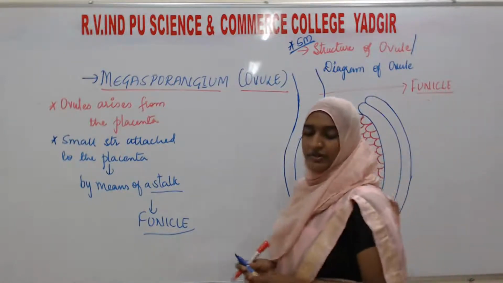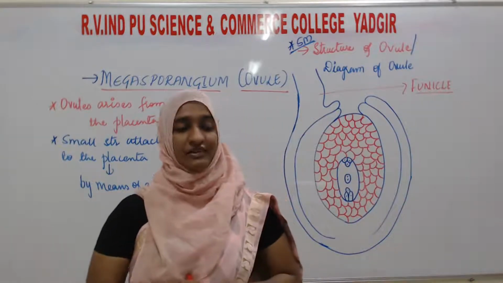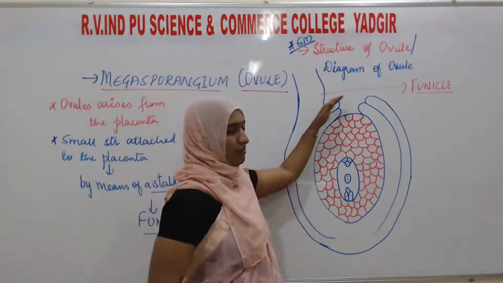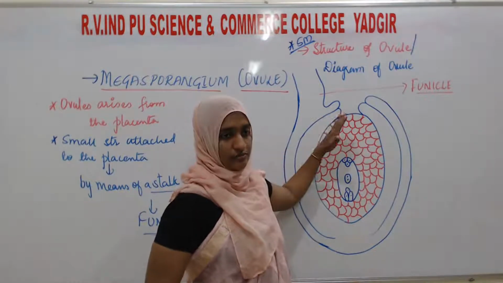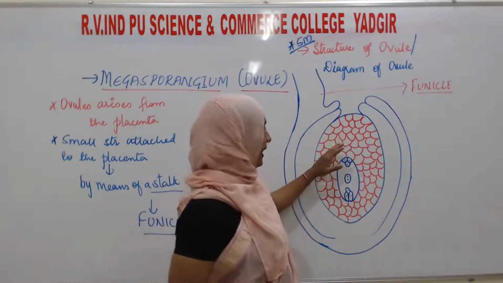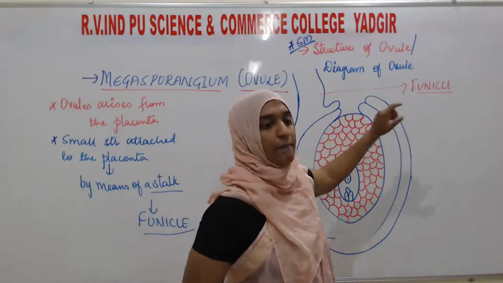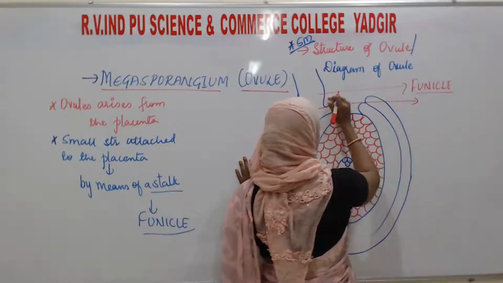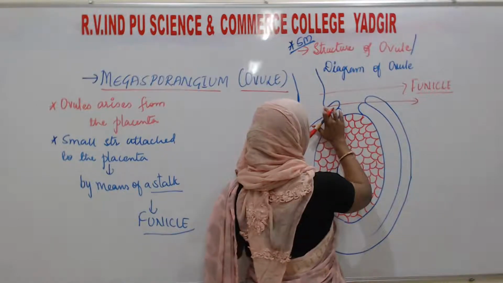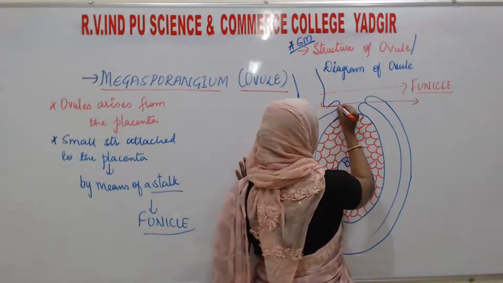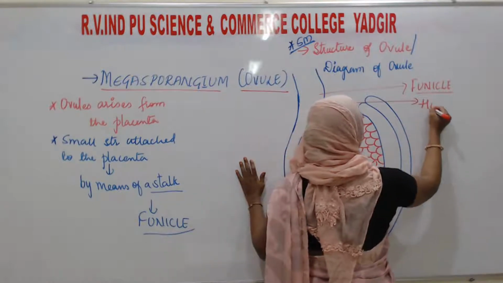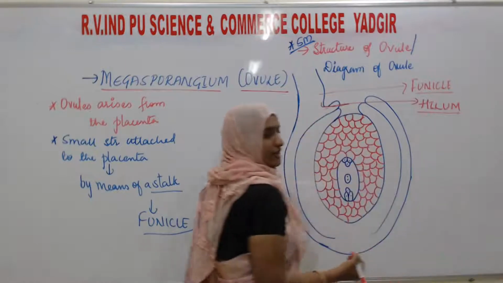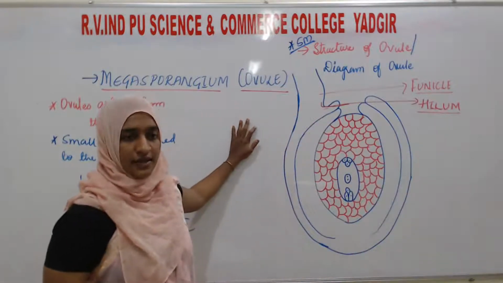Then here, that particular stalk is the funicle. Here is the body of the ovule, the main body. The body of the ovule is attached with the funicle by a structure. Here is the small depression that you can see, and this structure is known as the hilum.